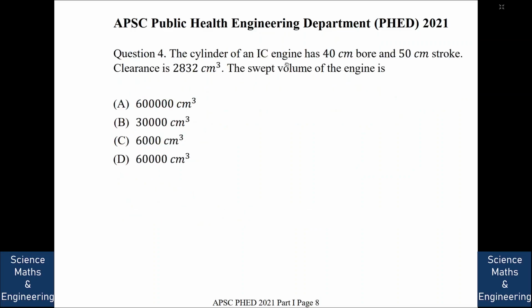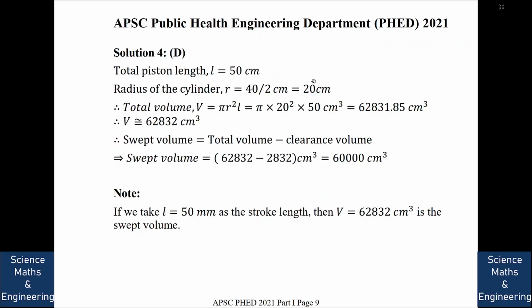The cylinder of an IC engine has 40 cm bore and 50 cm stroke. Clearance is 2832 cm cube. The swept volume of the engine is, so the answer is, we can say the answer is D if we don't consider 50 cm as the stroke length but as the total piston length.